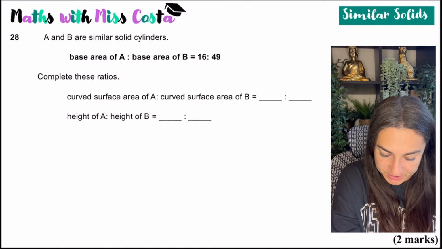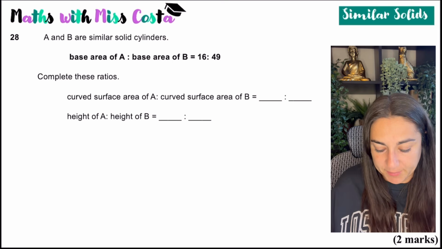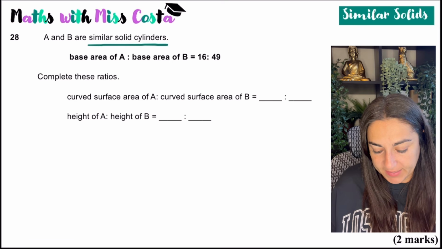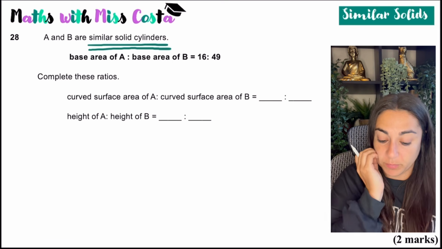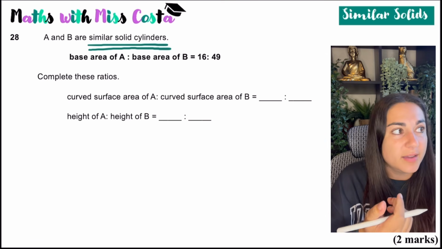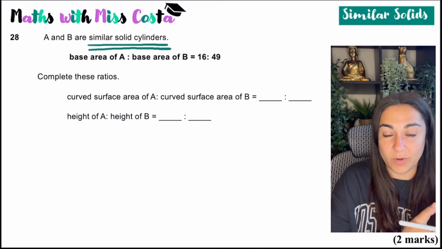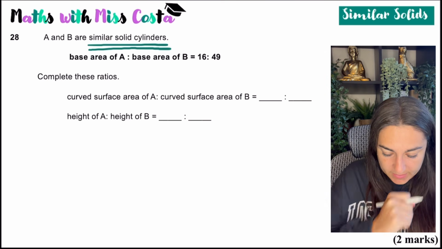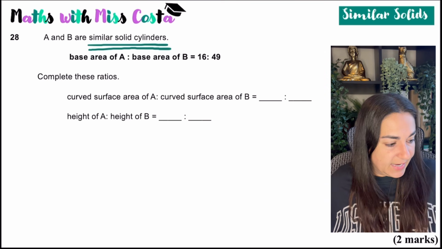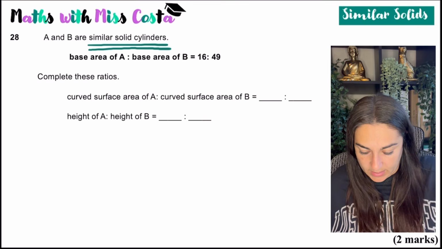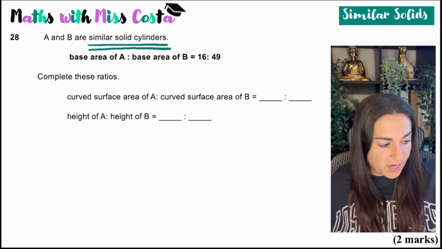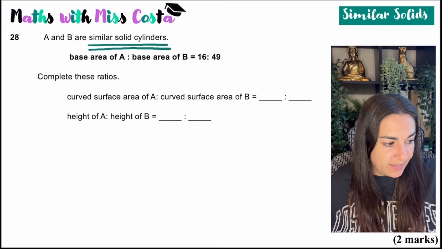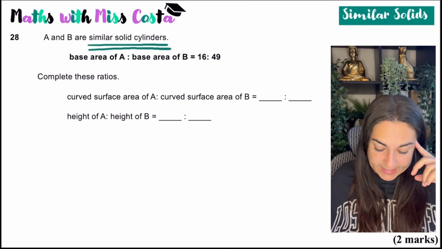Okay, so in this question, I'm told that A and B are similar solid cylinders. So similar means that they are going to be proportional. Their area, length, and volume are all going to be proportional to each other. So the base area of A is to the base area of B as a ratio is 16 to 49. And I need to complete these ratios.